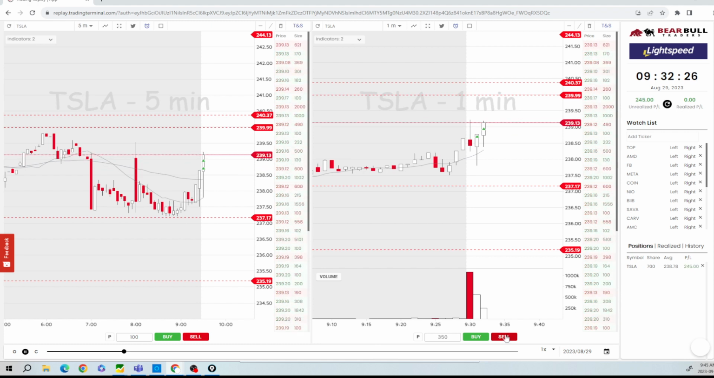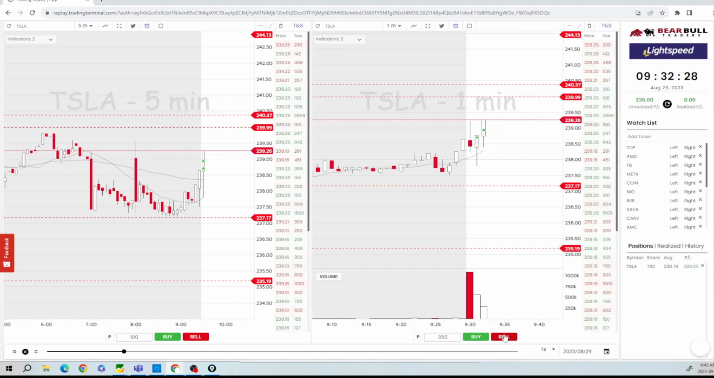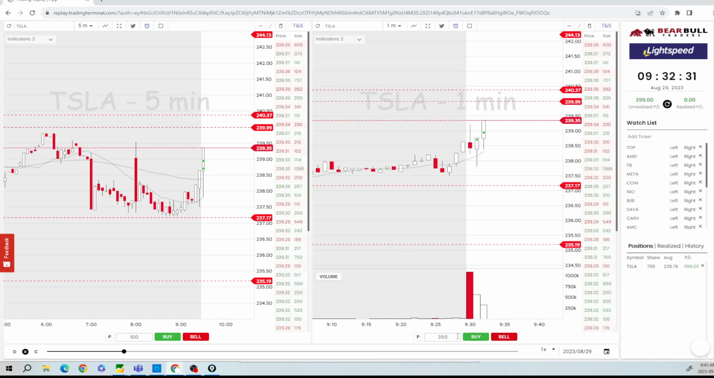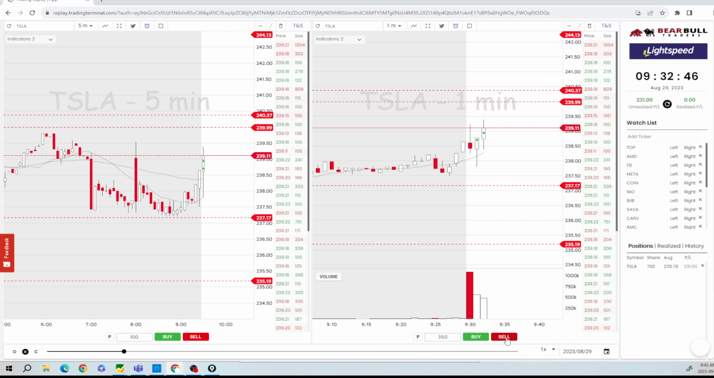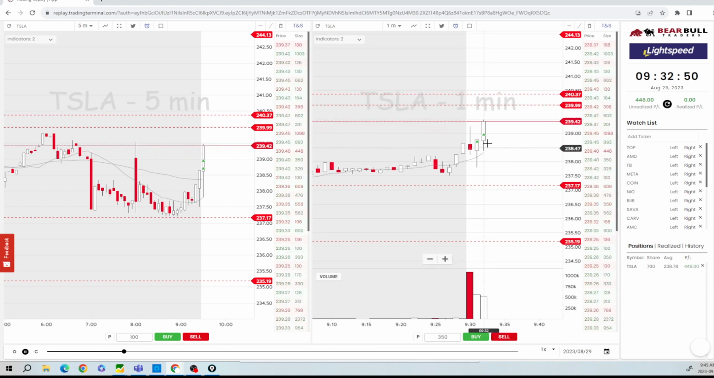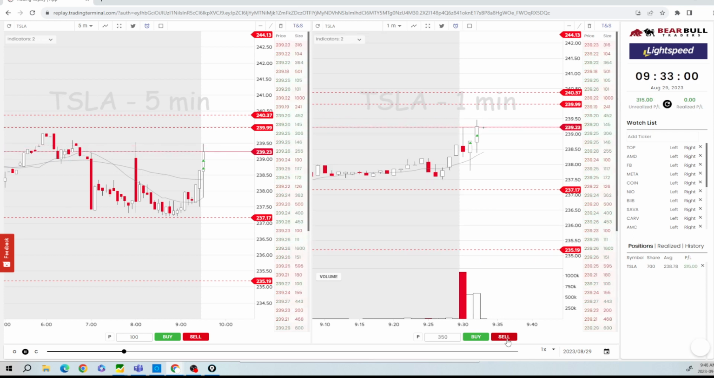My first potential target would be the 240, which we found as the resistance. If we get the break of the resistance, that would be awesome, and if not, then we're going to take the profit close to that. We'll see how it works. Now it is almost a third candle. Again, I see some sort of resistance here, but make sure when this happens and you see the resistance, you do not let this go into the red. If it's going to break 239.50 in the next candle, I'm going to take the partial.